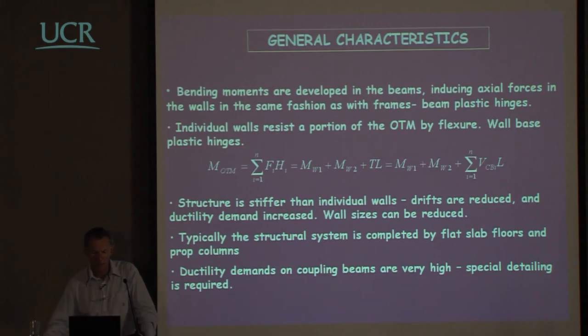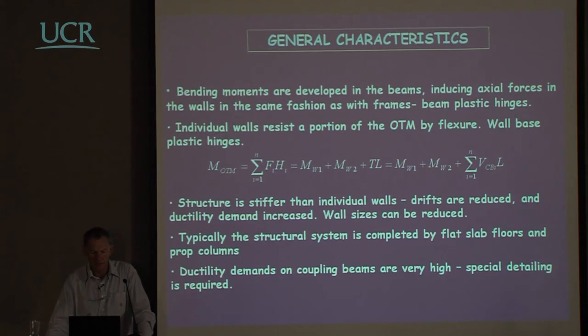Some general characteristics. The bending moments are developed in the beams, inducing axial forces in the walls in the same fashion as with frames. So we expect to develop beam plastic hinges. Individual walls resist a proportion of the overturning moment by flexure. So we have wall-base moments. So we also expect to have plastic hinges at the base of the walls themselves.